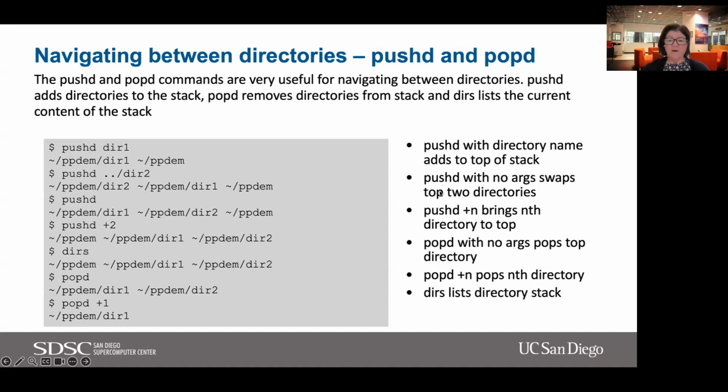With no arguments, pushd swaps the top two directories. Then pushd plus N brings the nth directory to the top. You can cd into that directory; you use cd to move directories. popd with no arguments pops the top directory and gets you into that one, and dirs lists the directory stack. Here dirs shows you have 3 directories, and popd moves you through the directory stack.